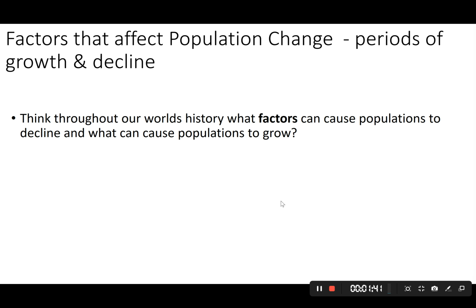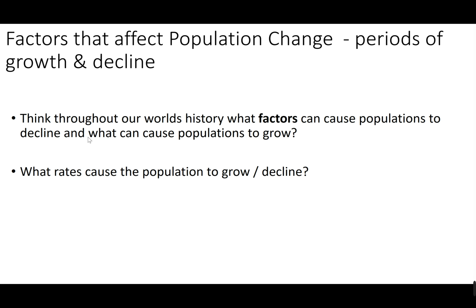Think throughout our world's history, what factors can cause populations to decline and what can cause populations to grow? A really obvious one: if there's fast population growth, what's happened? Probably more people are having more babies, so birth rate. But what causes more people to have more babies? We'll be looking at that. And population decline, obviously linked to death rate, but what are the factors that influence death rate? Specifically, these factors we're going to be looking at are the factors that cause the birth rate to change or the death rate to change.